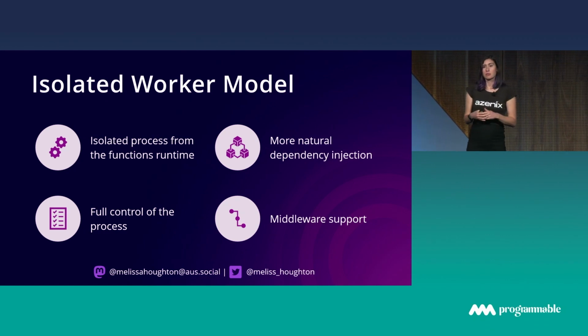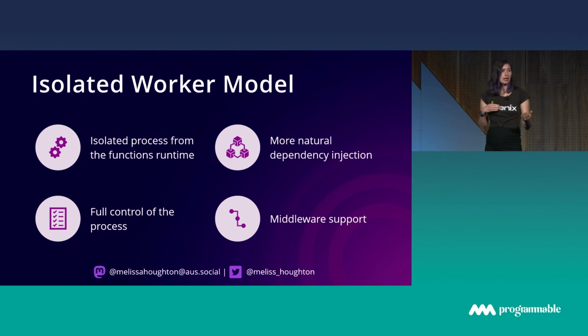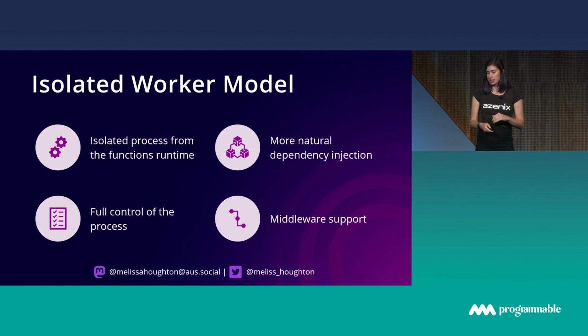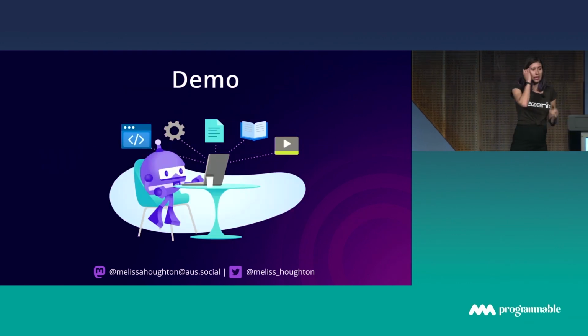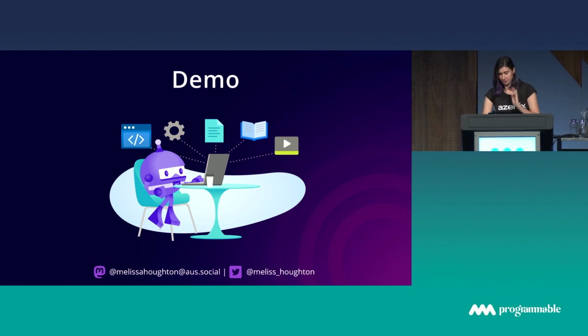But now with the isolated worker model, they've aligned it to how it's done in normal .NET development. So it's more natural, it's more similar to what we're used to working with. And it means there's more control over the process. You also get more support for adding in different types of middleware and stuff like that. So it's a good improvement on the way that Azure Functions run, which is nice. And all of this is supported with the static web apps. So you can leverage all of the latest features when you're building your static web apps. So let's take a look at how we can get started building our static web apps using full stack .NET.